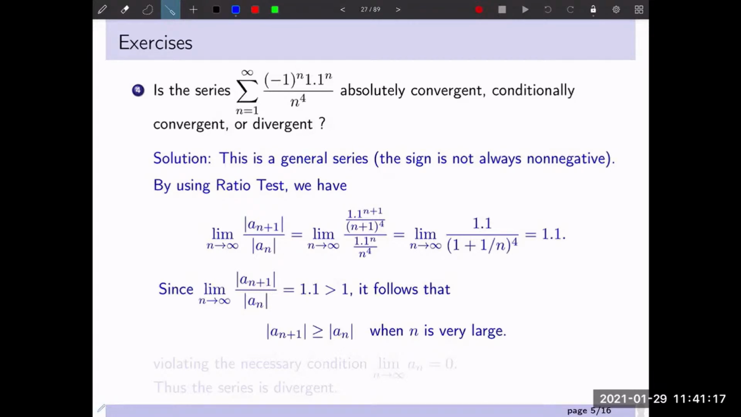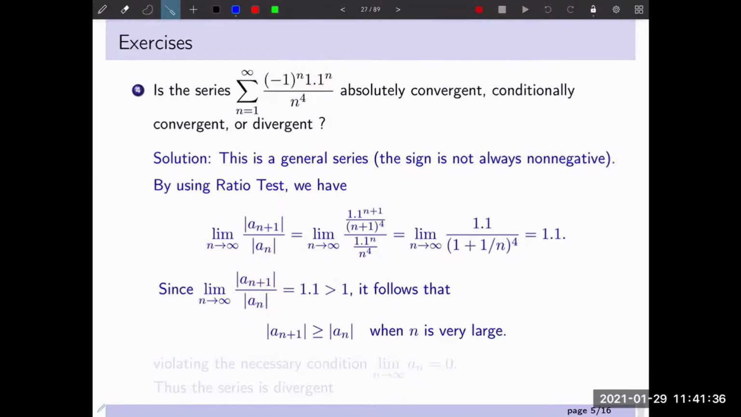Okay? It's not convergent for the absolute value series. But how about the original series? So the absolute value series is not convergent. The original series can still be convergent. It's possible, right? But for this question, it's not convergent.